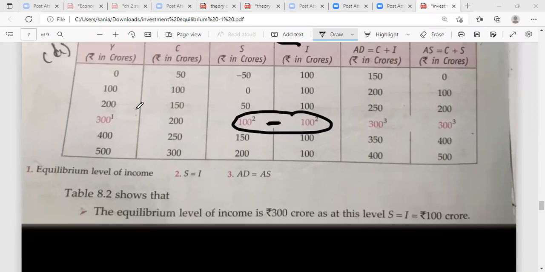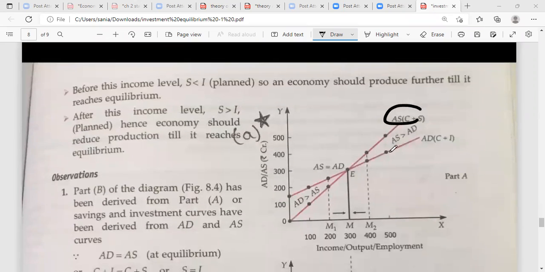Okay. So let's just draw the graph. So you'll quickly draw it like this. Draw the rough one.